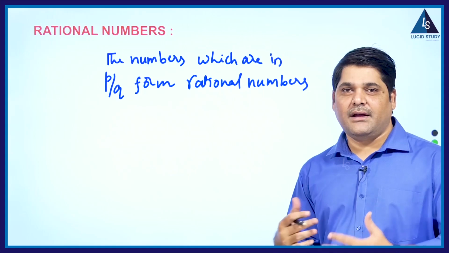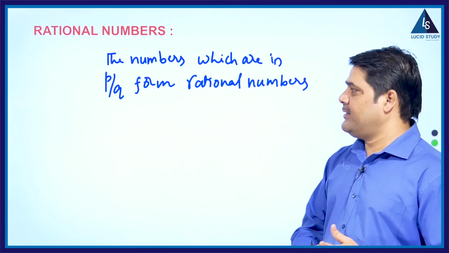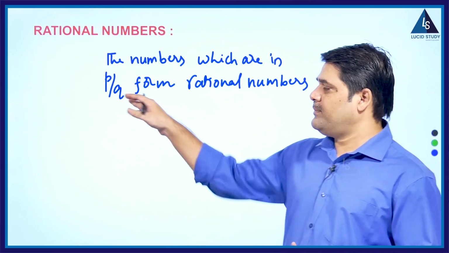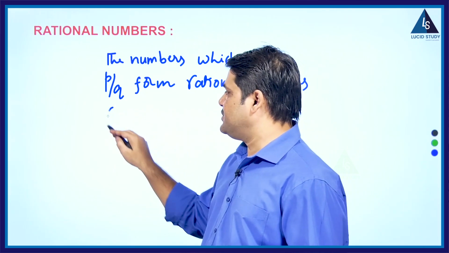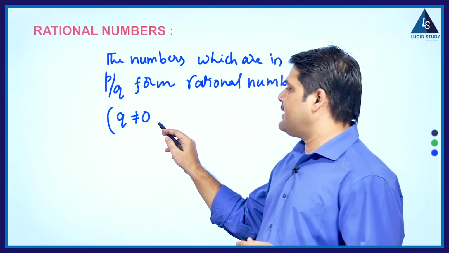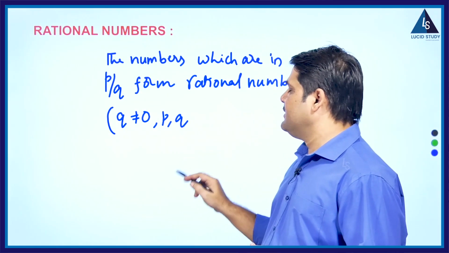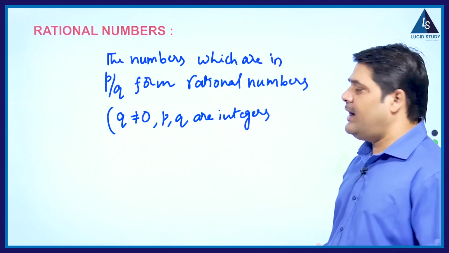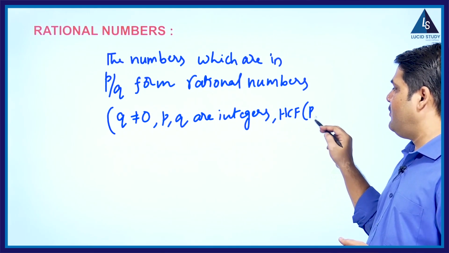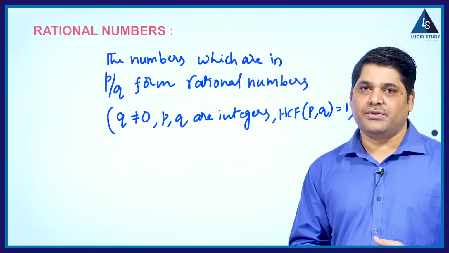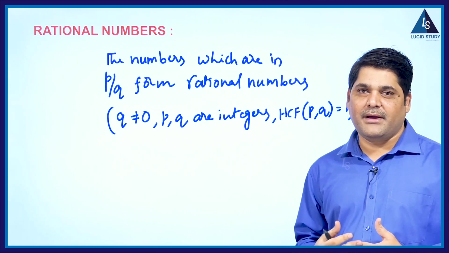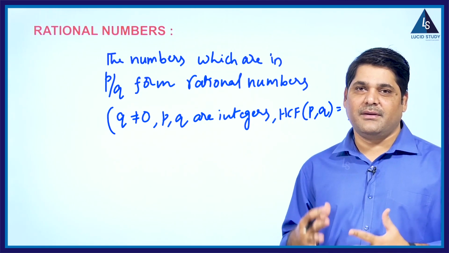Okay children, the numbers which are in the form of p by q are said to be rational numbers. So what are these p and q? Here there are conditions. One is the denominator q should not be 0, and another condition is p and q should be integers, and one more thing we need to be very careful about is that the HCF of p and q should be 1. These are the three conditions it should follow. Very important. So what do you mean by a rational number? Any number in the form of p by q is said to be a rational number. This is the simple definition.